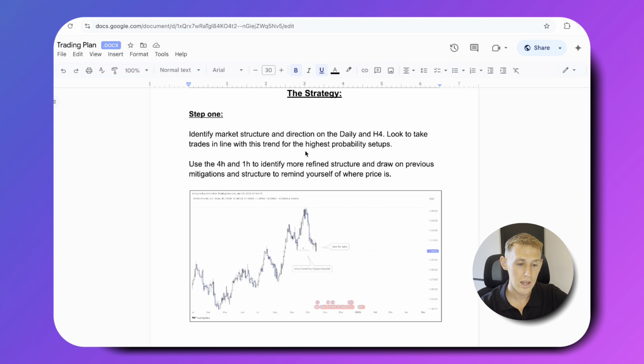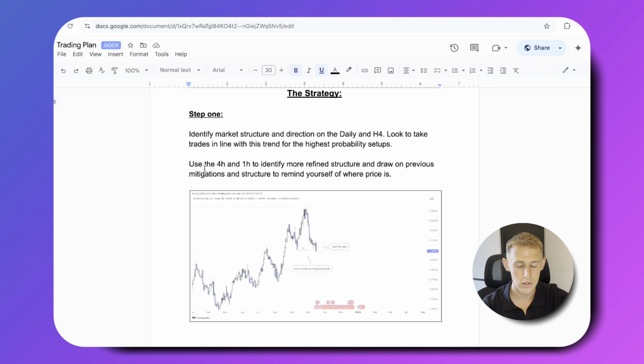And I'm then going down to the 4-hour and 1-hour time frames just to identify some more refined structure, draw on any previous mitigations in structure, and just so we can get an overall idea of where price is currently trading. For example, is it in a premium at the current bullish leg? Has it pulled back into a discount? And all of these sorts of things, just so we can get a reference of where price actually is.